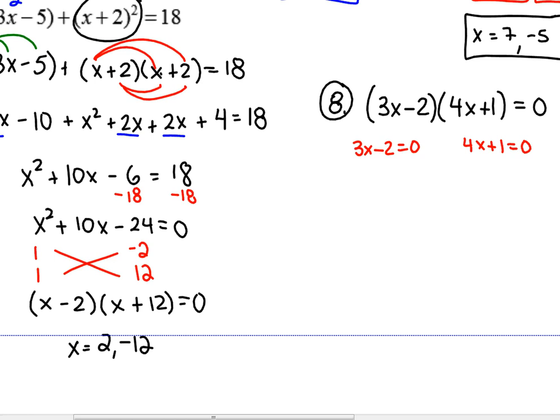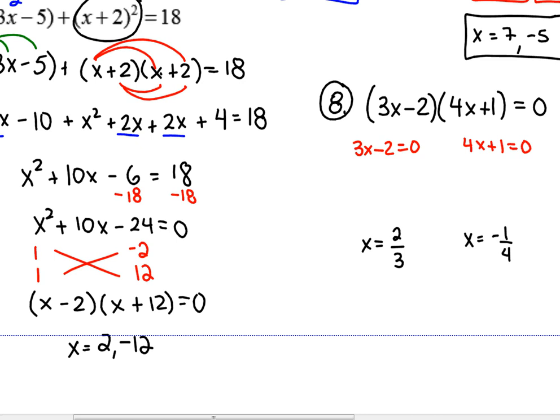Okay, what did you get? Did you get the first one? X is equal to what? Anybody? Jane? No? Negative. So the first one's going to actually be a positive. Oh, yeah. So 2 over 3 would be the first, and negative 1/4.